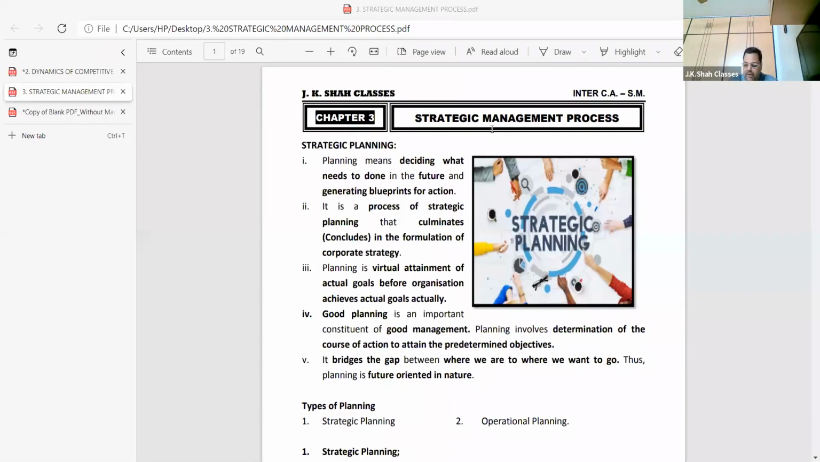Vinay, Shiv Shankar, Arshita. You're not able to hear. I'm on, beta. No, it's on. Chapter number 3, strategic management process. Kindly pay attention, students.